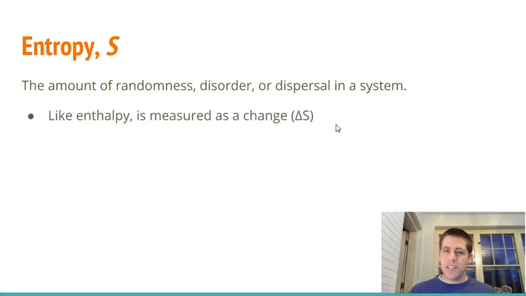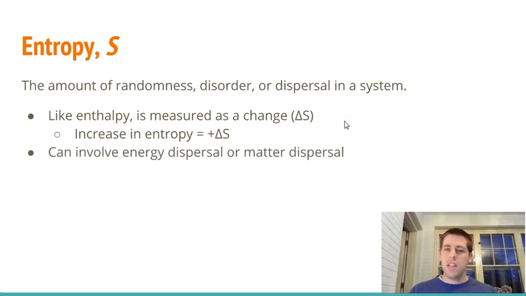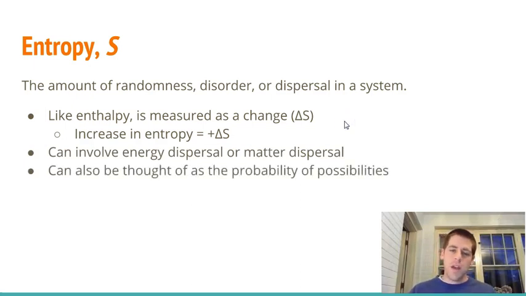Like enthalpy, it's always measured as a change, so you'll see a lot of delta S's. S meaning entropy, so change in entropy. An increase in entropy would be a positive delta S because our final entropy would be greater than our initial entropy. And this can involve the dispersal of either matter or energy, and we'll talk about each of those.